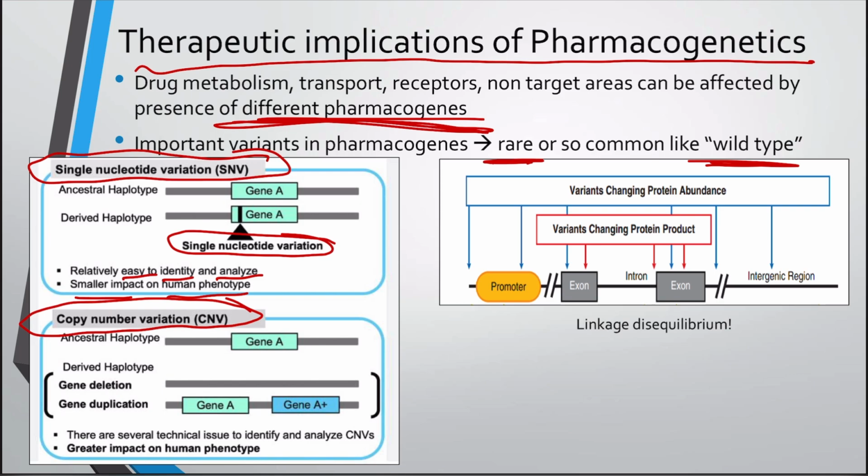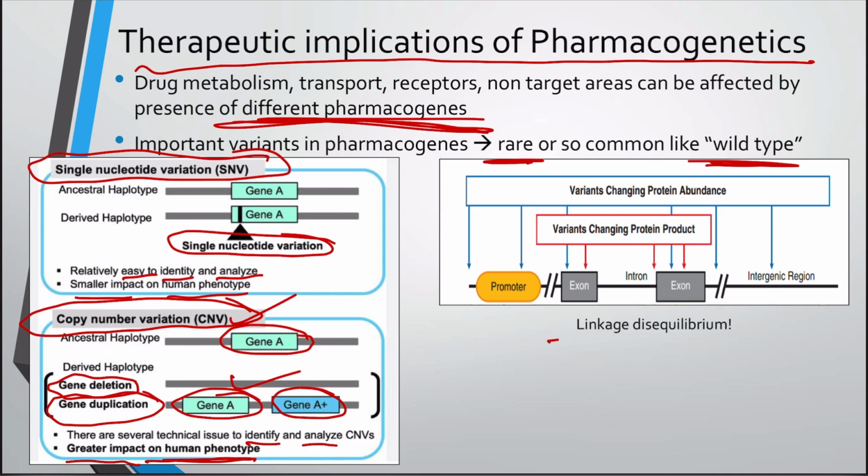Next, copy number variation can lead to either gene deletion, as you can see here, where gene A, which was present in the normal individuals, is absent, or it can also lead to gene duplication, that is, there are two copies of gene A in the new individual. This is difficult to identify and analyze, but it causes a greater impact on the human phenotype, because here not a single nucleotide but a complete group of nucleotides, a single gene, is affected.